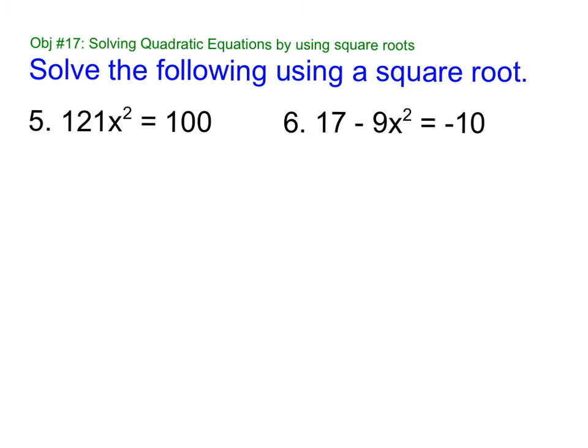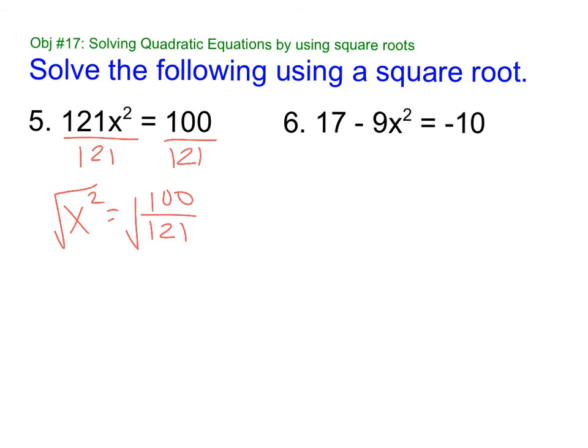All right, so now notice there's no parentheses. So this time we're just going to get x squared by itself. Divide by 121. x squared equals 100 divided by 121. Now, we're not a big fan of fractions, but this isn't so terrible. Because if we take the square root of both sides, plus or minus, what's the square root of 100? 10. What's the square root of 121? 11. And we're done. That's it.